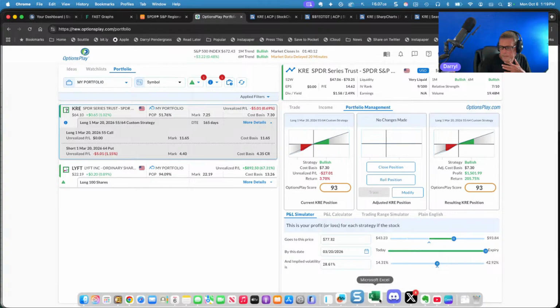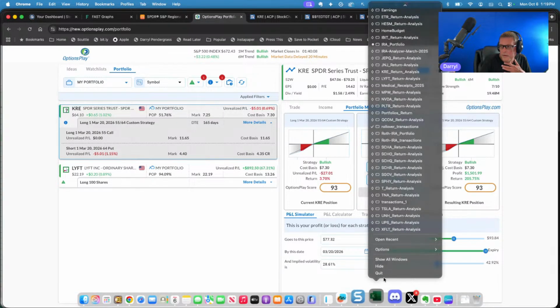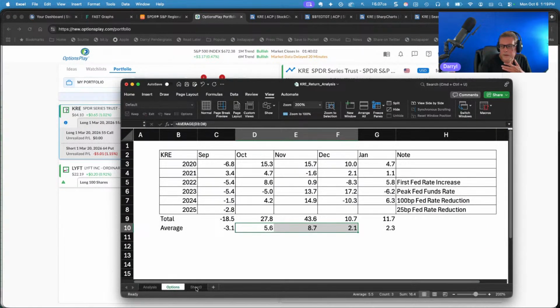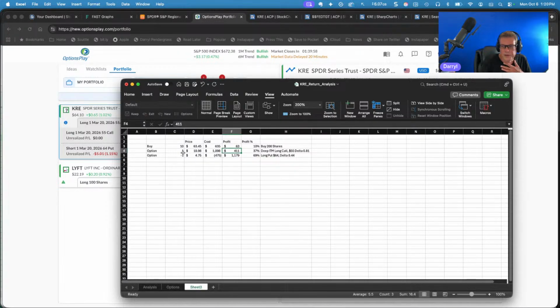Let's go to KRE once more, because I want to move to this particular worksheet. So I actually bought 10 shares as well. I want to track this so I can make a report when I finally close this trade on how it performed. I bought 10 shares at 63.45 this morning. So my cost is $635. I'm expecting a 10% profit, so that would be $63 on those 10 shares.